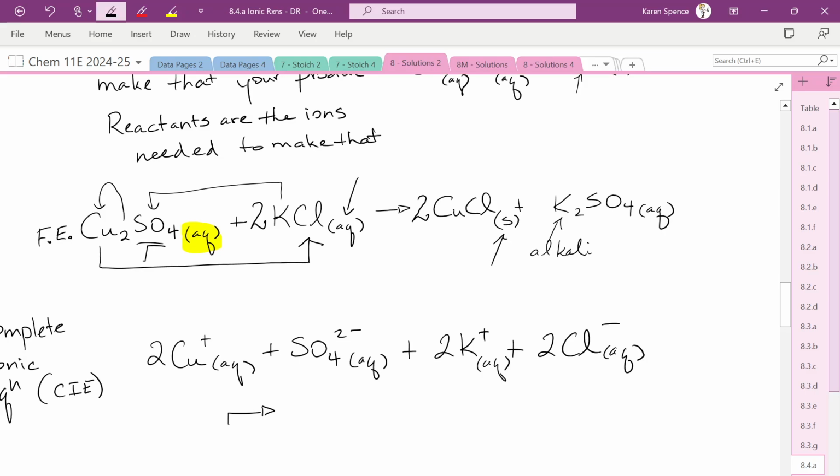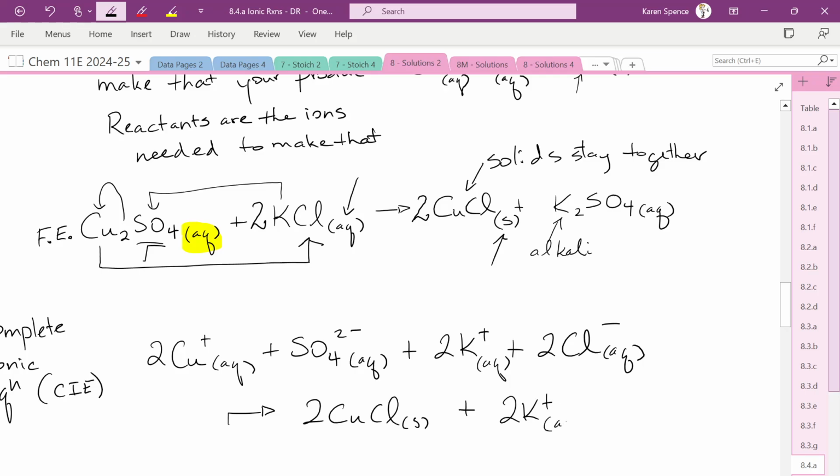We have a solid product. Solids stay together. So that would be 2 CuCl and K2SO4 is aqueous, so there would be 2 K pluses and SO4 2 minus.